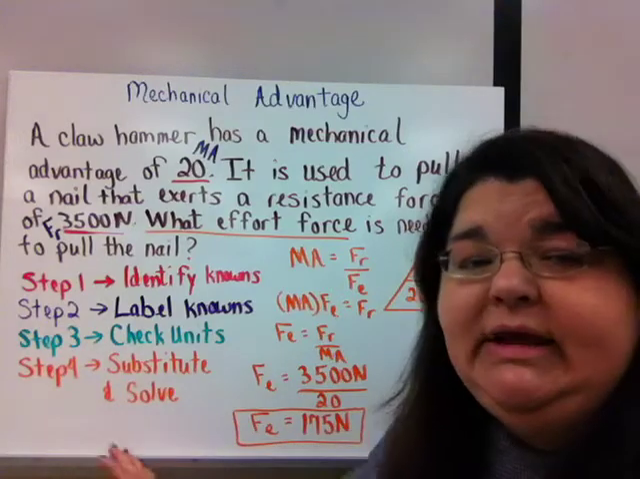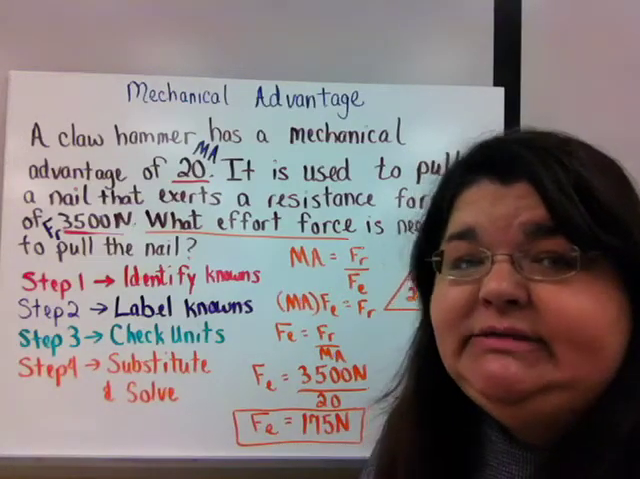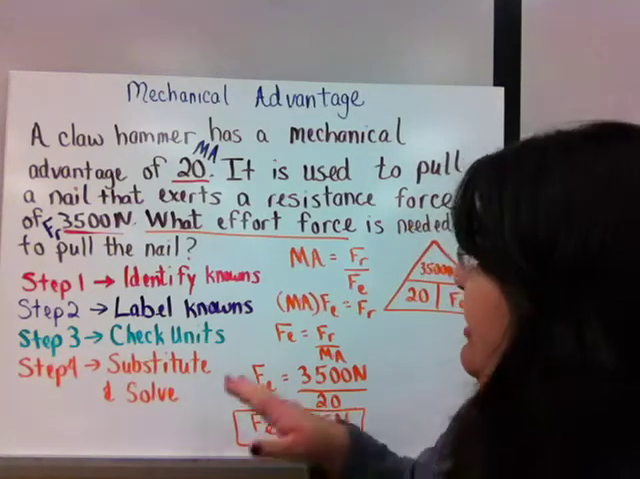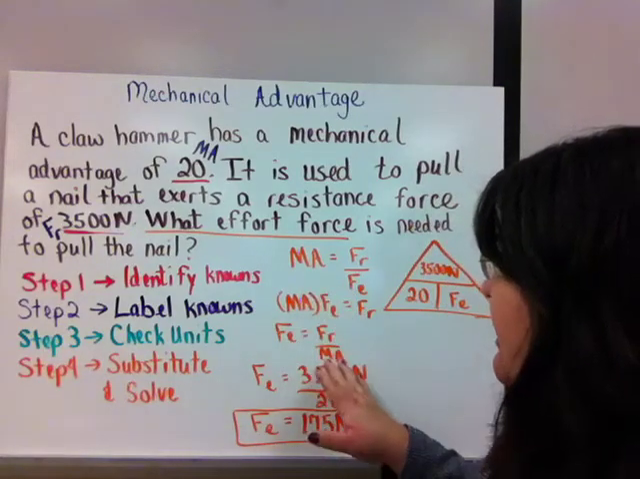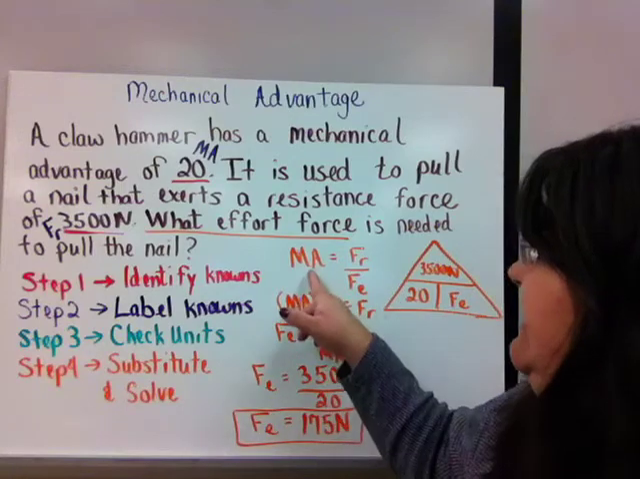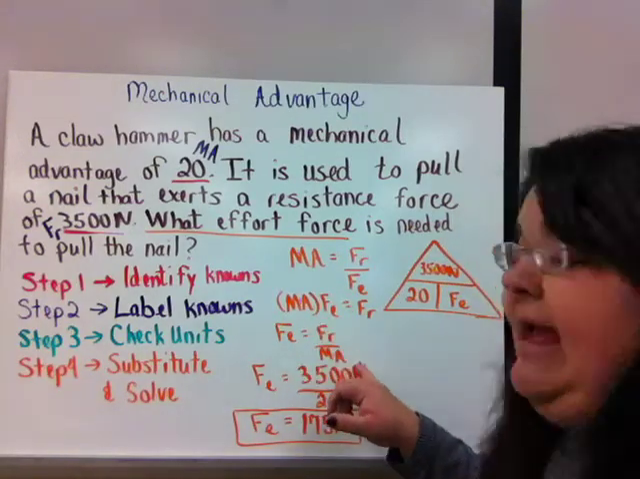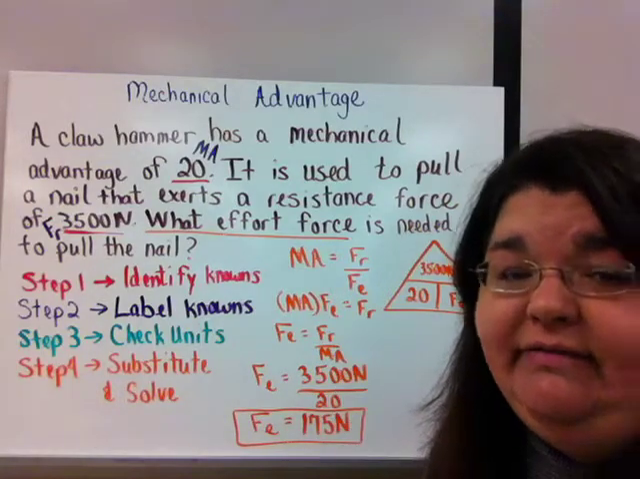Now, step 4 is to substitute and solve. So I use my equation. Depending on your comfort level with math, you can either rearrange and solve like I've done here, take the FE and multiply it to the other side, and then divide the MA out so that you're solving for the FE.